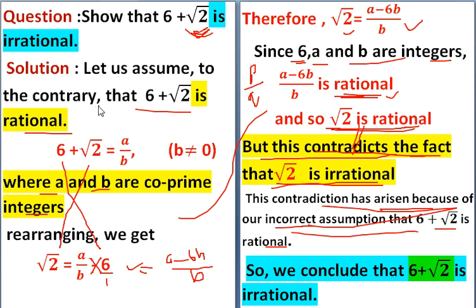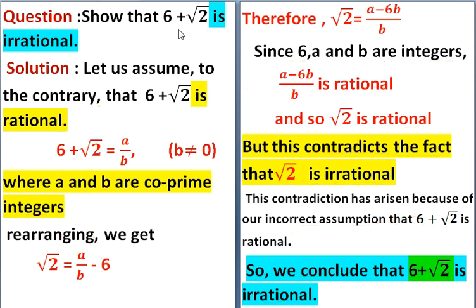In the starting we assumed 6 plus root 2 is rational. Due to this a contradiction is found, and so 6 plus root 2 is not rational, and when 6 plus root 2 is not rational, then 6 plus root 2 will be irrational. We conclude that 6 plus root 2 is irrational.